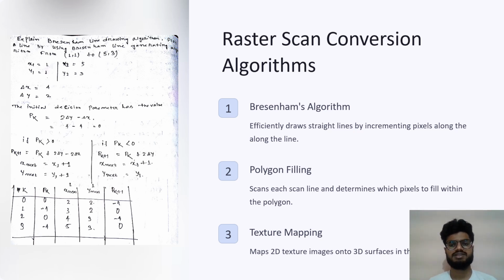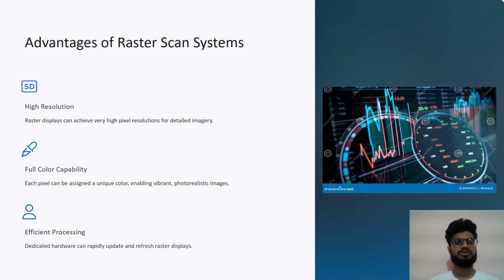Here are the raster scan conversion algorithms. First one is Bresenham's algorithm, an efficient algorithm to draw lines using pixels. Second one is polygon filling, which scans each line and determines which pixels are within the polygon. And the third one is texture mapping, which maps texture images onto 3D surfaces, which often helps to form the images.